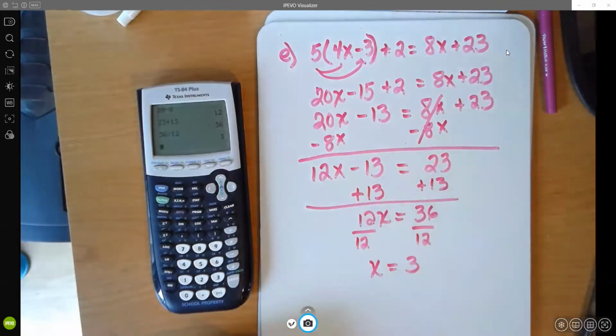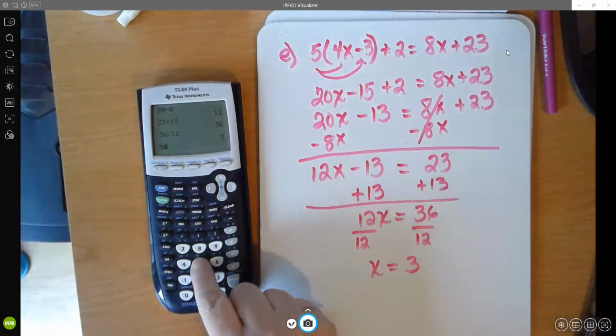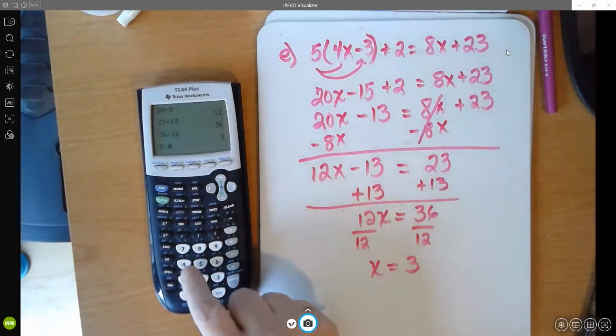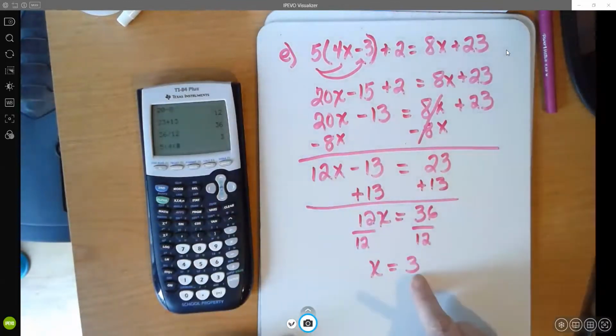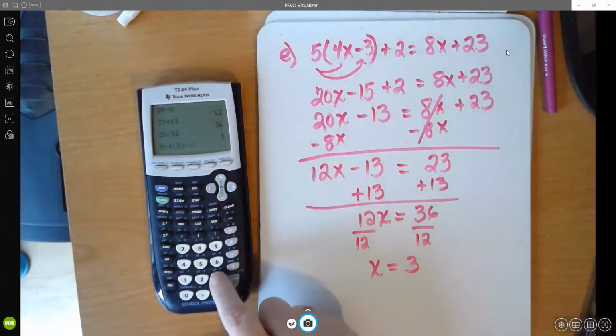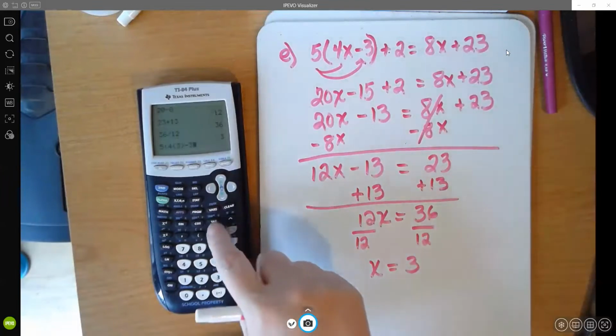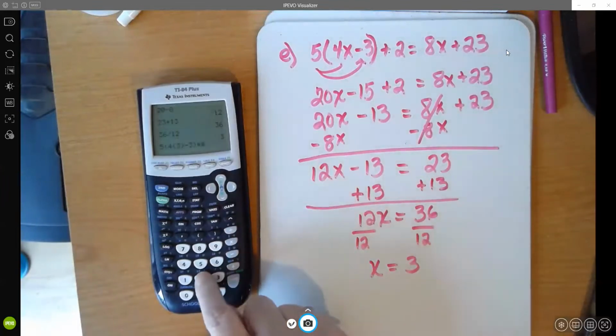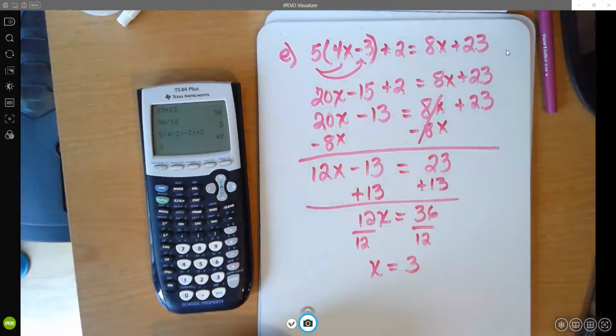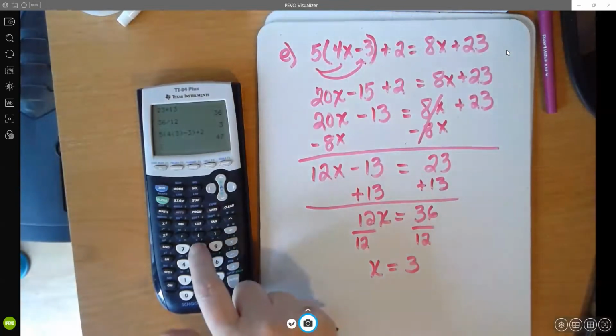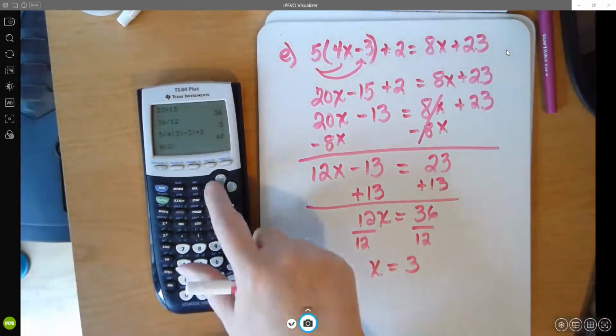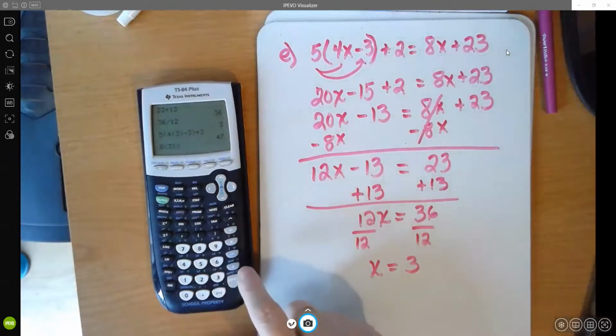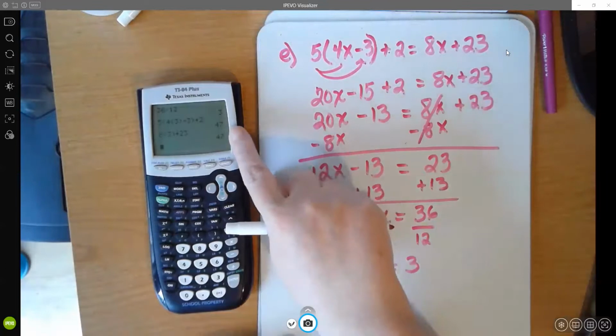Again, I can check this. 5 parentheses 4, and then in place of an x, I'll put 3, minus 3, that ends the parentheses, plus 2, and I don't care what the answer is. I just want to make sure that when I substitute it on the other side, that I get that same answer. And I do.